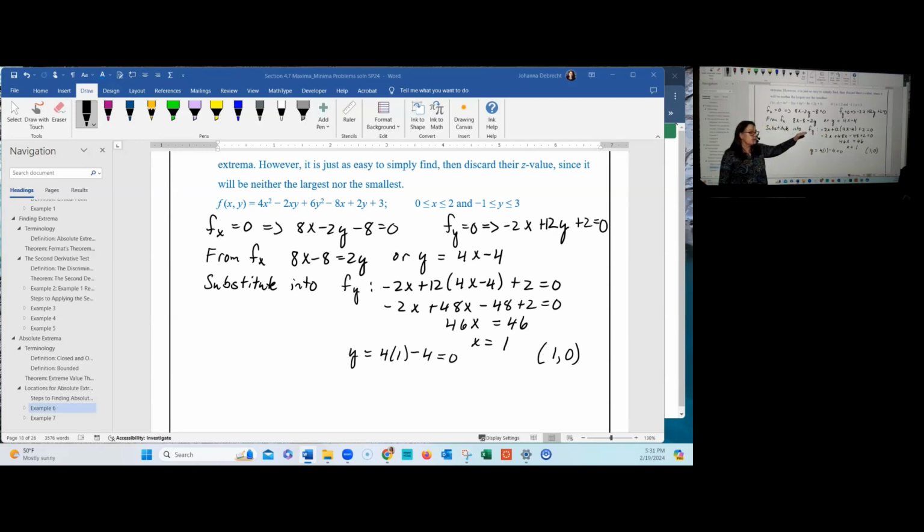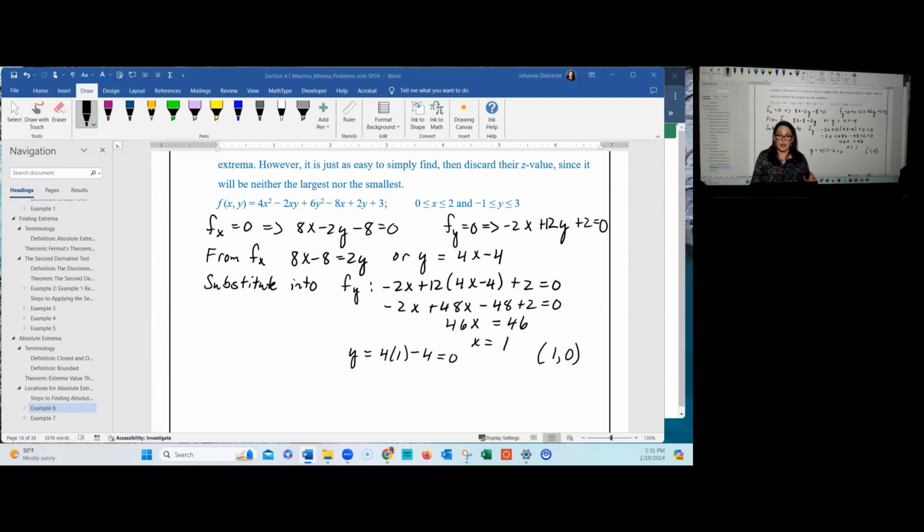I substituted that expression into the first partial with respect to y and found that x equals 1. Substituting back into the expression for y, I get that the y value is 0. So my critical point from the domain is the ordered pair (1, 0).